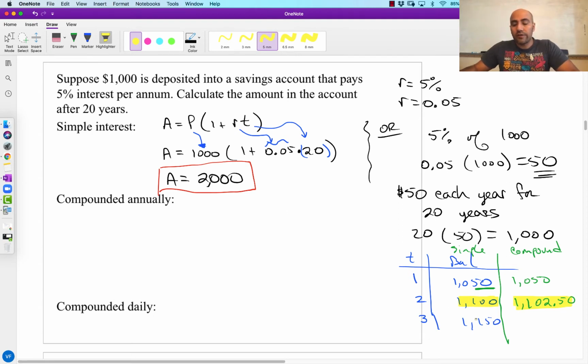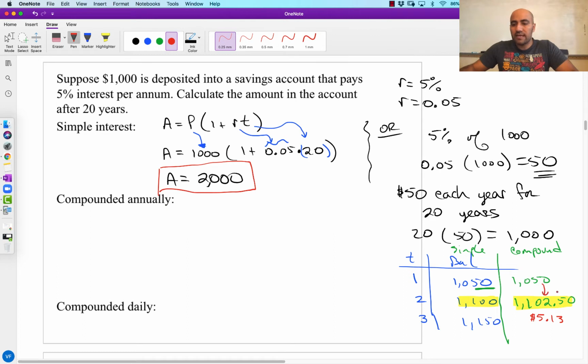Okay, so the following year, the third year, you're going to earn interest not just on the original 1,000, like you would in the simple interest case, but a little bit more because you're going to earn interest on this extra $102.50 that's sitting in your account. So an extra 5% on this would be a little bit more than $5. The extra interest earned, the extra 5% on just the extra $102, is equal to $5 and about 13 cents.